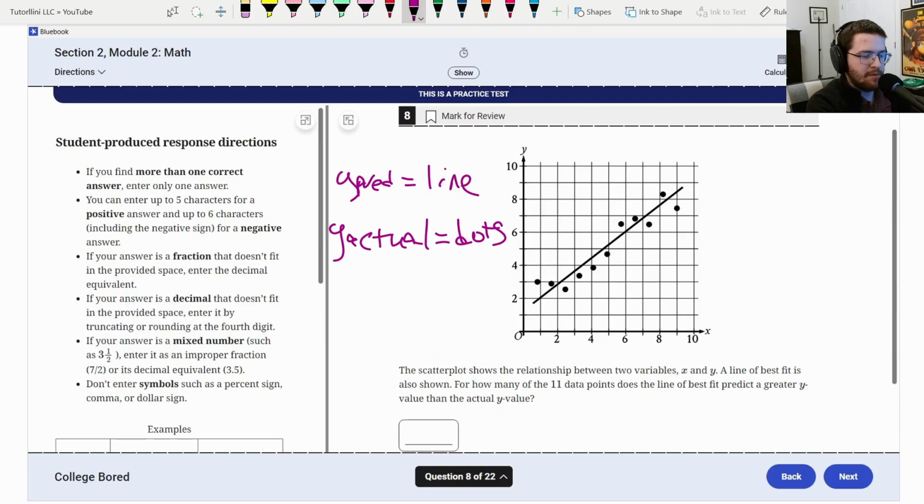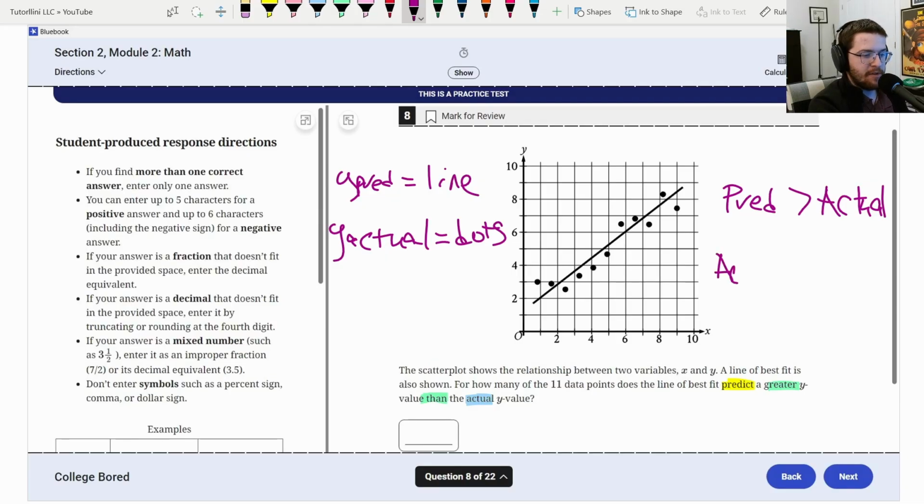The question says we want to know for how many of the 11 points does the line predict a y value that's greater than the actual. So we want to find predicted is greater than actual. These little inequalities make way more sense if you write it with actual on the left. They don't always give you actual on the left. You see they didn't here. So I'm going to flip the inequality around.